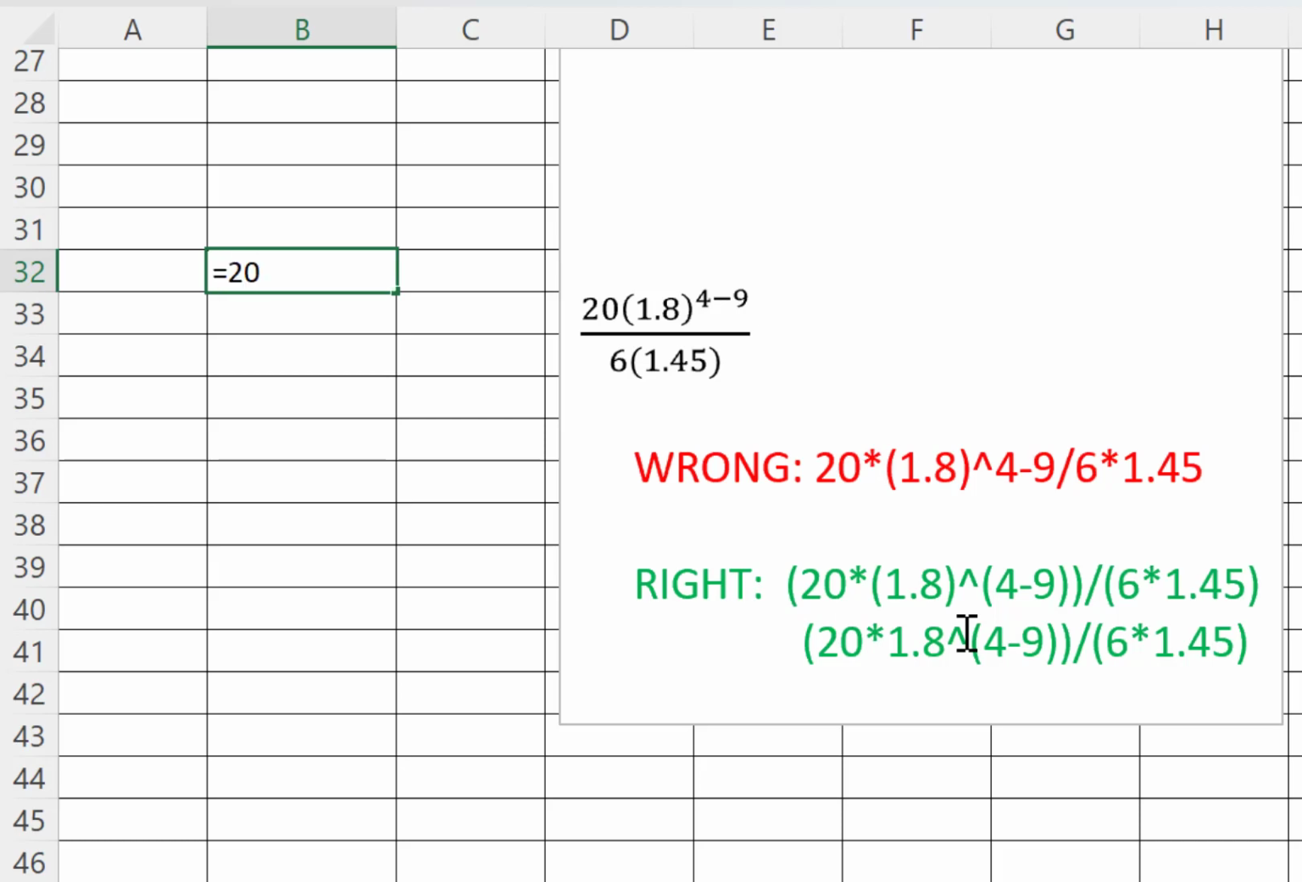So again, if you had typed it directly without added parentheses, like so, this is going to come out wrong. But if you add those parentheses around the top, divided by parentheses around the bottom, we see we get a completely different answer. So be very mindful of those parentheses. It makes your answers come out completely differently.